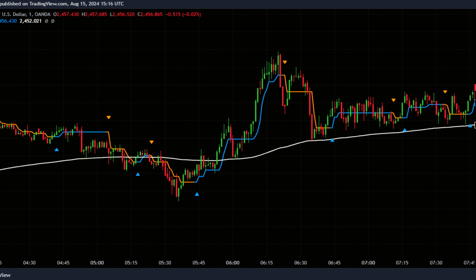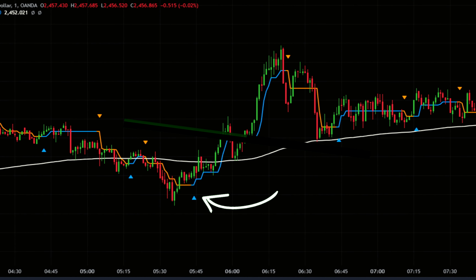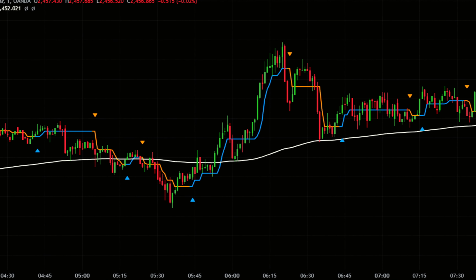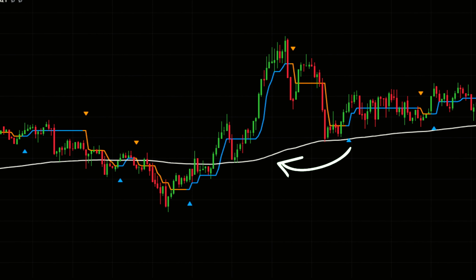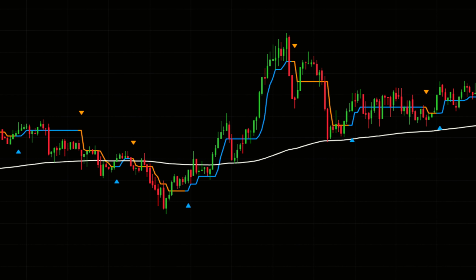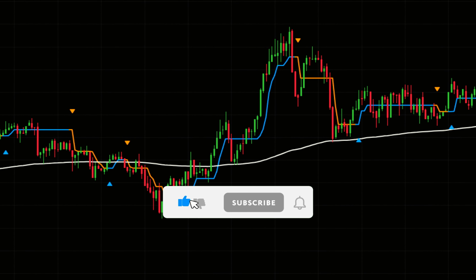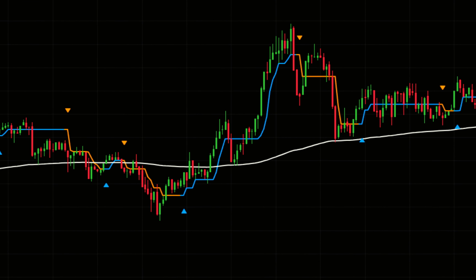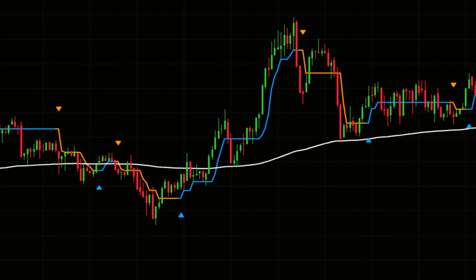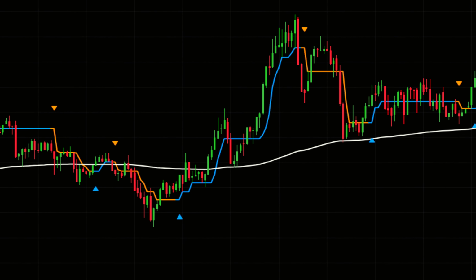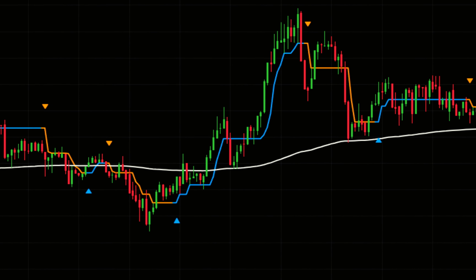There are 3 key elements to focus on with this Extreme Trend indicator. A blue triangle indicates a buy signal, while a yellow triangle indicates a sell signal. The white line represents the EMA 200. A valid buy signal occurs when a blue triangle appears, and the candlestick closes above the EMA 200. Similarly, a valid sell signal occurs when a yellow triangle appears and the candlestick closes below the EMA 200. Ignore any signals that do not meet these criteria to avoid false signals.